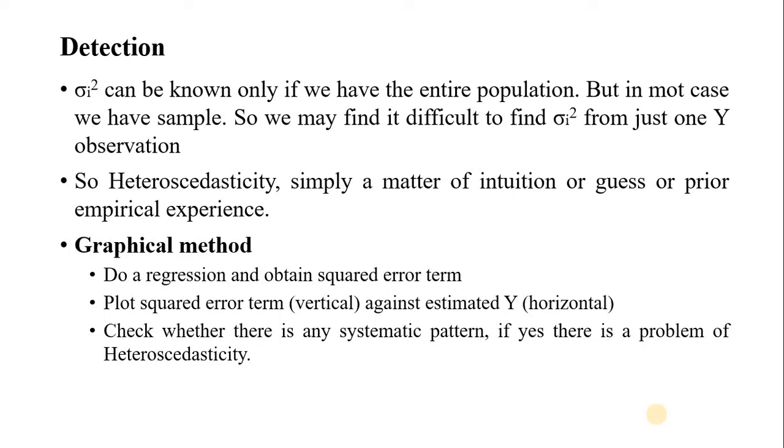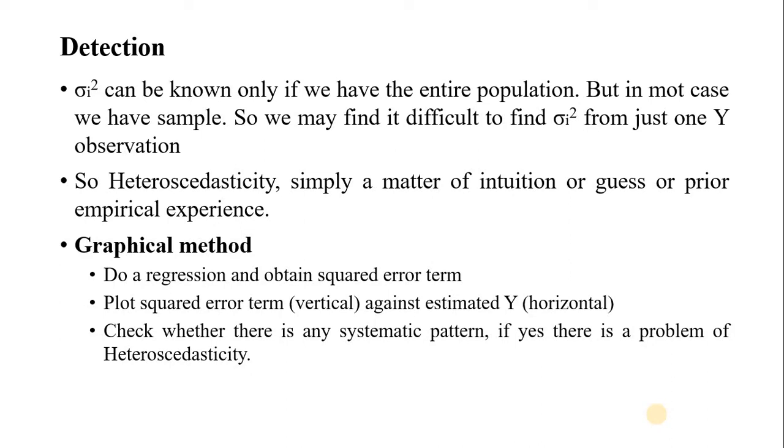When we take a sample we have only one observation for each value, and due to this fact sigma i square is not known in the case of samples. So how can we find the variance of a sample? The heteroscedasticity problem is simply a matter of induction, guess, or prior empirical experience. It is not very easy to find out whether there is a heteroscedasticity problem, and it is basically a matter of intuition.